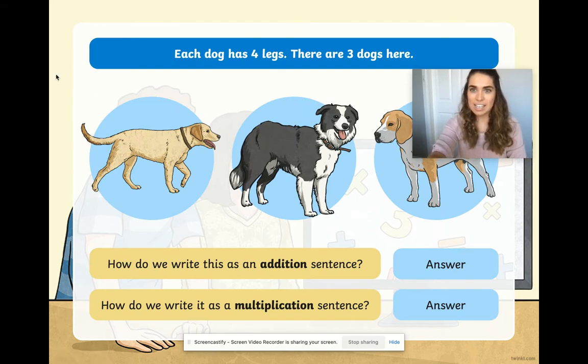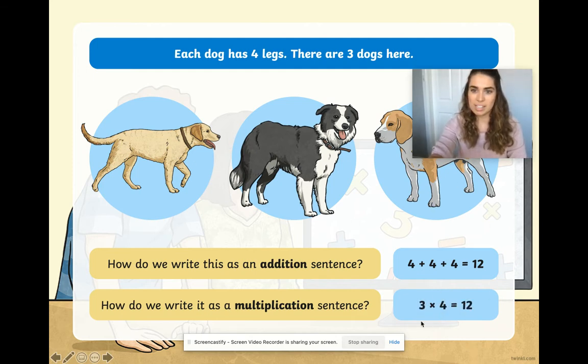Each dog has 4 legs. There are 3 dogs here. How do we write this as an addition sentence to work out how many legs are all together? How do you think? 1, 2, 3, 4 plus 1, 2, 3, 4 plus 1, 2, 3, 4. Did you say 4 plus 4 plus 4? And I can count all together. 1, 2, 3, 4, 5, 6, 7, 8, 9, 10, 11, 12. There are 12 legs altogether.